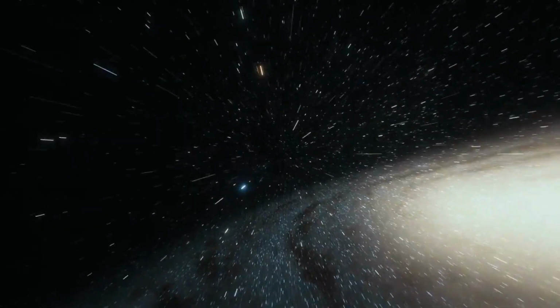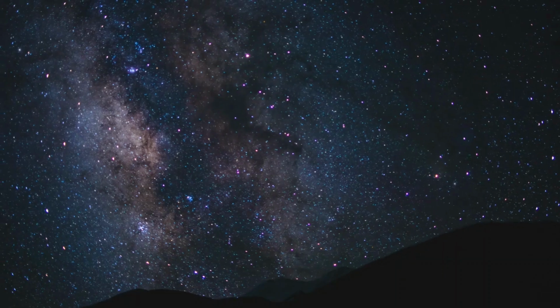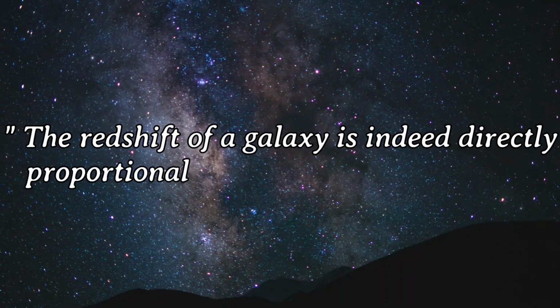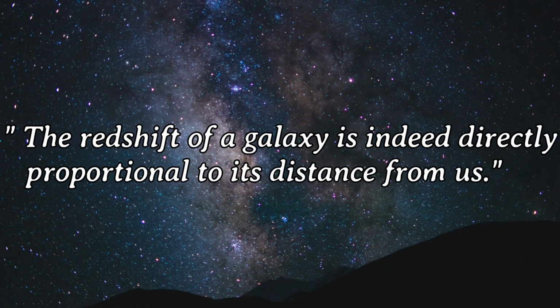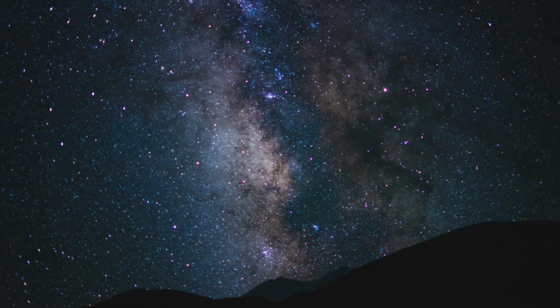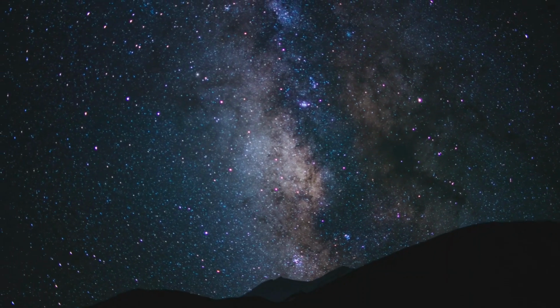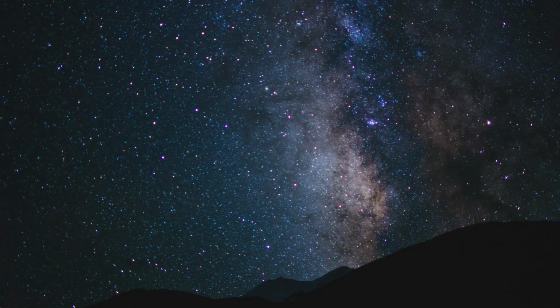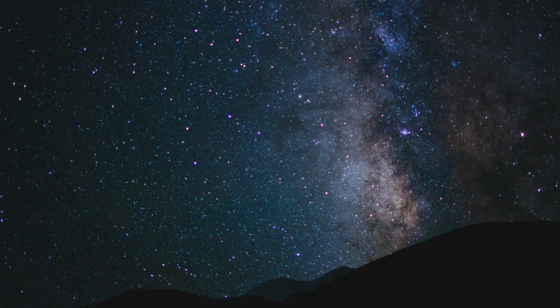In Friedmann's model, the velocity at which any two galaxies move apart is directly proportional to the distance between them. This prediction aligns with Hubble's observation that the redshift of a galaxy is indeed directly proportional to its distance from us. Despite the success of Friedmann's model and its ability to anticipate Hubble's findings, Friedmann's work remained relatively unknown in the Western scientific community until 1935.